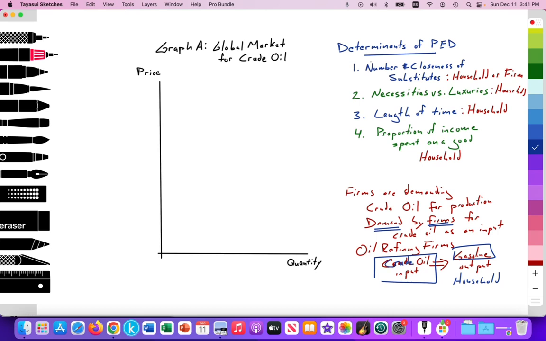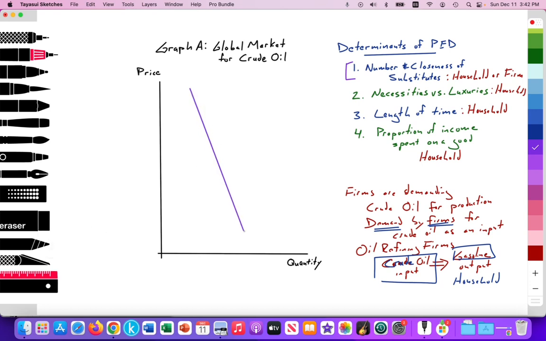So if that's the case, of the determinants of PED, the number of closeness substitutes is the quality that's impacting the demand curve. There is no alternative for these oil refining firms. Crude oil is absolutely essential. It is the key input. There's no alternative. So the demand curve is going to be very inelastic. So let's go ahead and illustrate that.